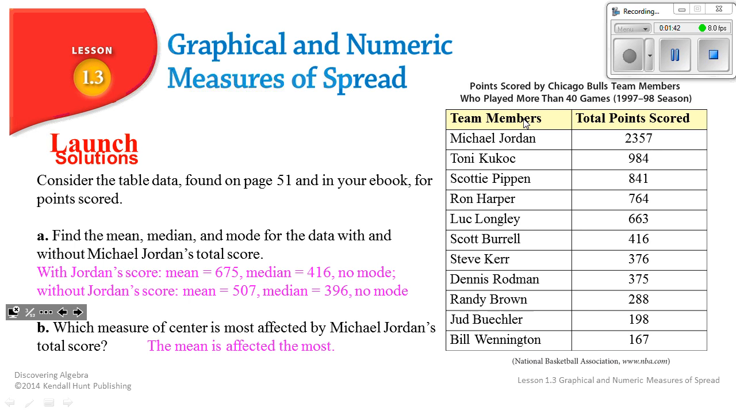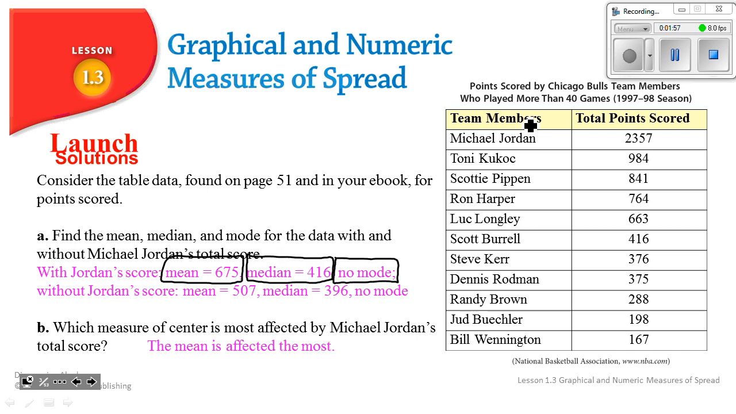All right, so let's look at what this looks like. Hopefully you've got your own values. With Jordan's score, we have a mean of 675 points, the median of 416, and there is no mode. Nothing occurs more than once. Without his score, mean of 507, median of 396, and again, no mode. Nothing occurs more than once.